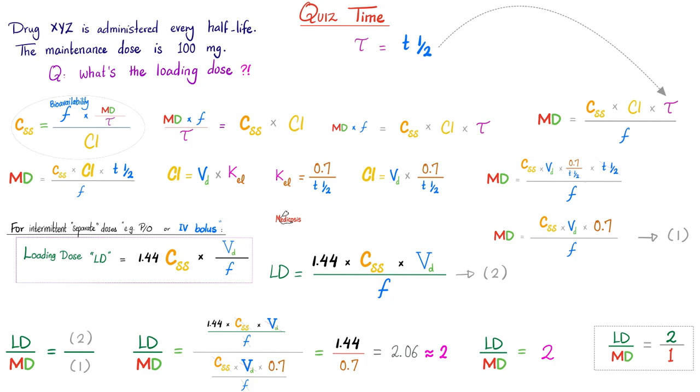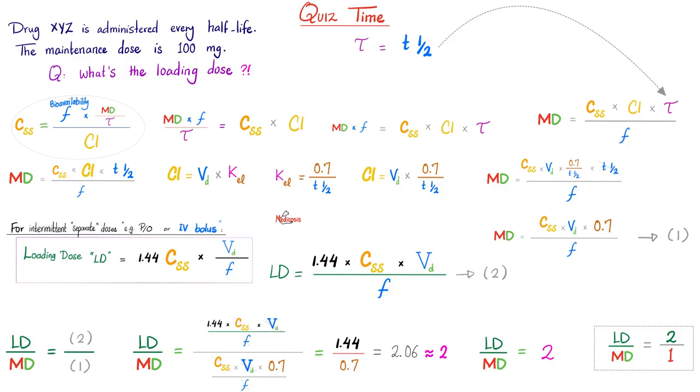Okay, T half is going to cancel the T half and you will end up with a maintenance dose that equals steady state concentration times volume of distribution times 0.7 over bioavailability. And we'll call this number 1. Okay. Second point, you remember that the loading dose for an oral medication is 1.44 steady state concentration times volume of distribution over bioavailability. Yeah, let's just organize it and call it 2. I'm with you so far.